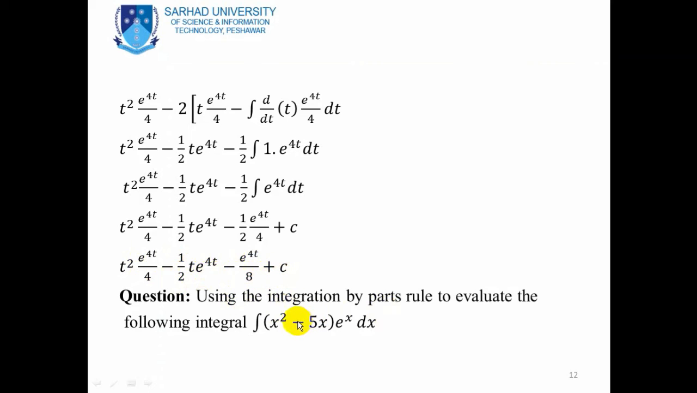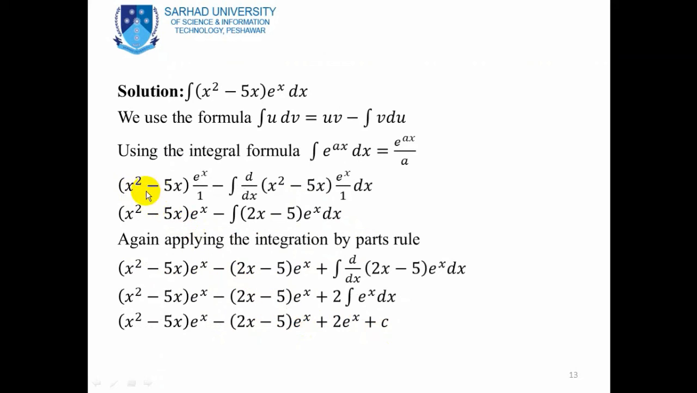Now another problem: evaluate the integral by parts of (x^2 - 5x) e^x with respect to x. In this problem x^2 - 5x is the polynomial, so this polynomial is considered the first function. We write the first function as it is, and the integration of e^x as it is, minus the whole integration of the derivative of x^2 - 5x, which is 2x - 5, and the integration of e^x, which is e^x divided by 1. Now 2x - 5 and e^x are again in product form.